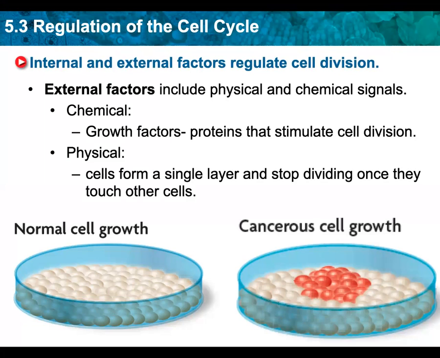Anyway, here we go. So that's chemical factors, growth factors. And there are also physical factors, which is the cells touching each other. Normal, healthy cells will form a single layer and stop dividing once they touch other cells. Normal growth, on the left-hand side, is just a single layer of cells. Once they touch each other, they stop growing, and they don't build other layers. But cancerous cells, the ones in red, keep on growing and go on top of each other. They don't stop. They don't have that physical mechanism to stop themselves from growing.